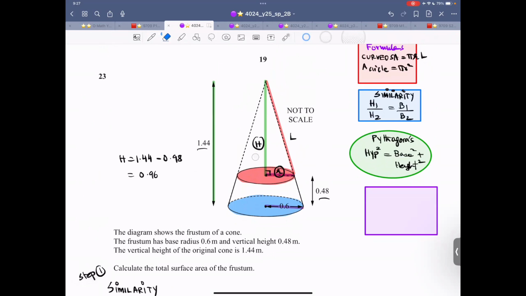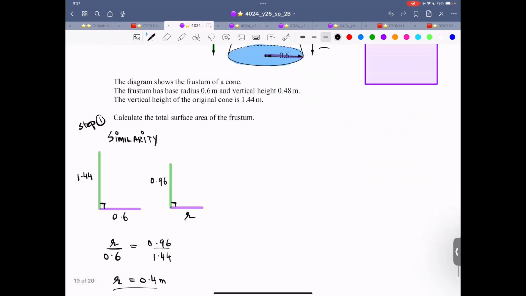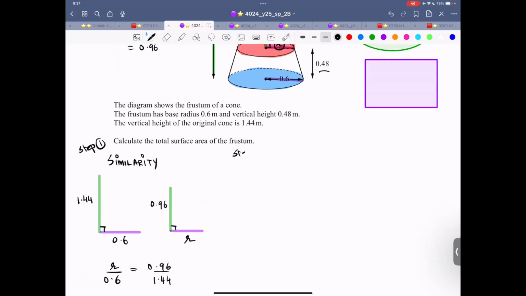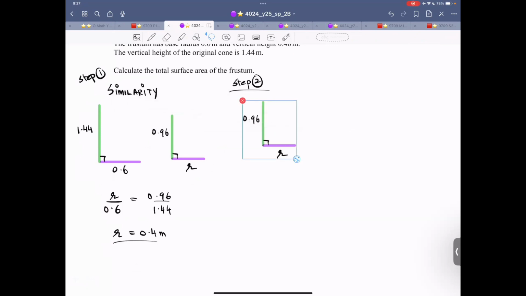So let me just write 0.96 over here. Now the second thing, I have a lot of space. So step two, that is using Pythagoras theorem twice. Why? Because let me copy this thing and let me write it over here.